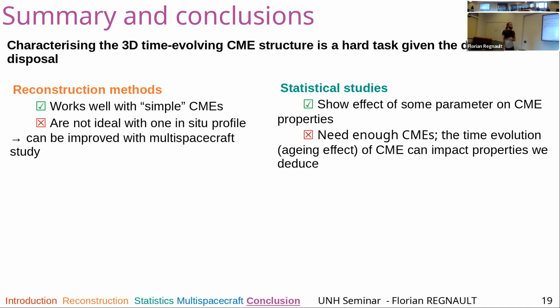I also showed that statistical studies really help us gain insights about the effect of some parameters on the CME properties, but to run a statistical study, we need enough CMEs. And the time evolution, the aging effect of CMEs, can impact the properties that we deduce, like the asymmetry of the magnetic field we observe in the sheath.